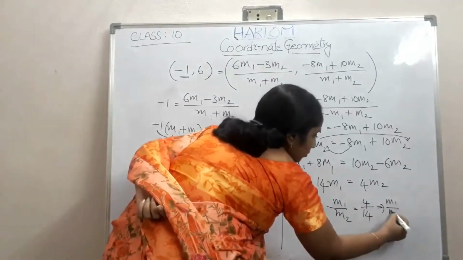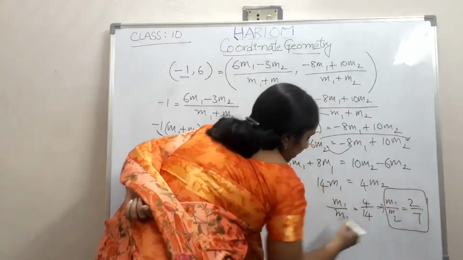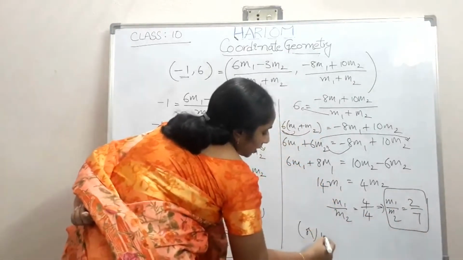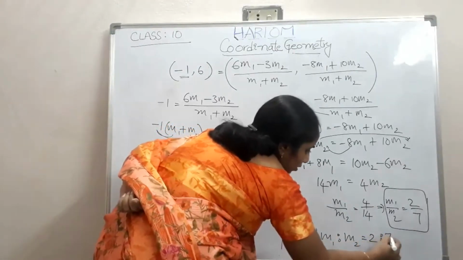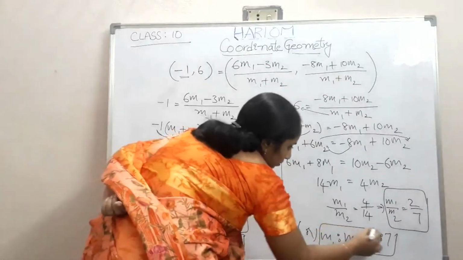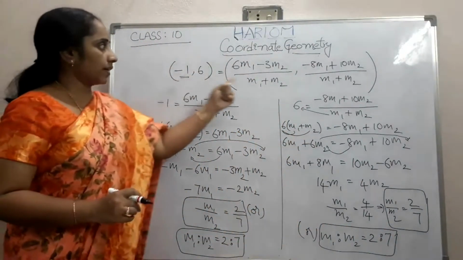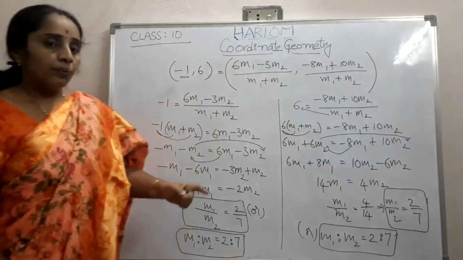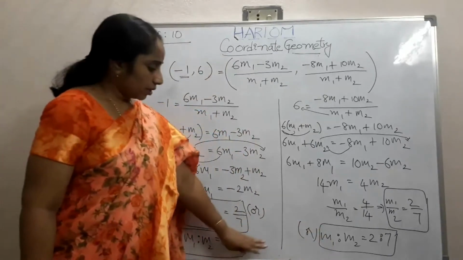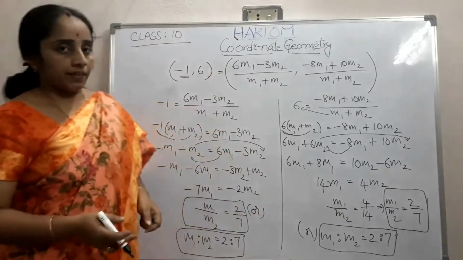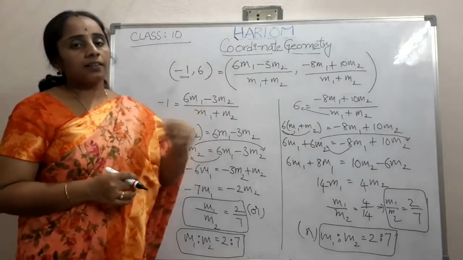m1 by m2 is equal to 2 by 7. So we can express the same as m1 is to m2 is equal to 2 is to 7. So we conclude that by equating either the x coordinate or the y coordinate, we can get this ratio. m1 is to m2 is equal to 2 is to 7. Now I am going to discuss the same problem in another method.